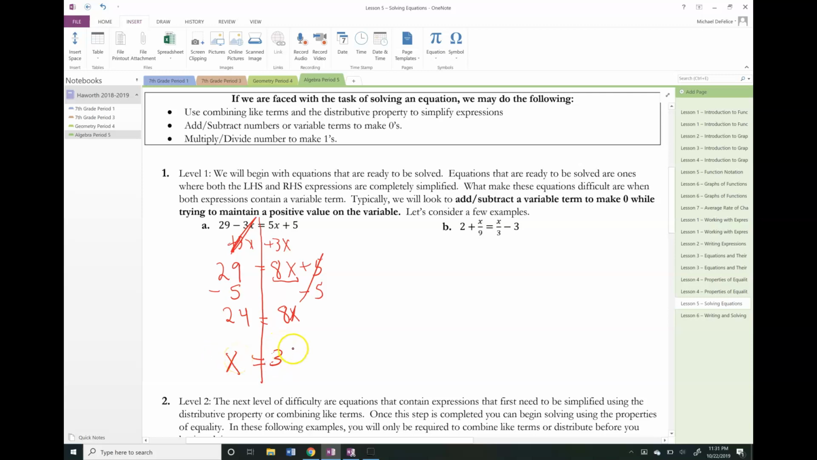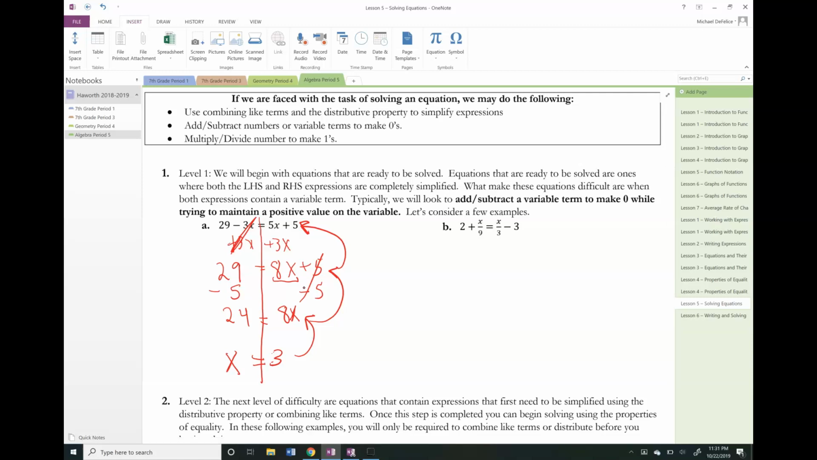Right, so x equals 3 works for this equation. It would work for this equation. And it would work for the one that I was trying to solve. Why? Because I only used properties of equality, and that guarantees that my answer is kept the same from equation to equation to equation.